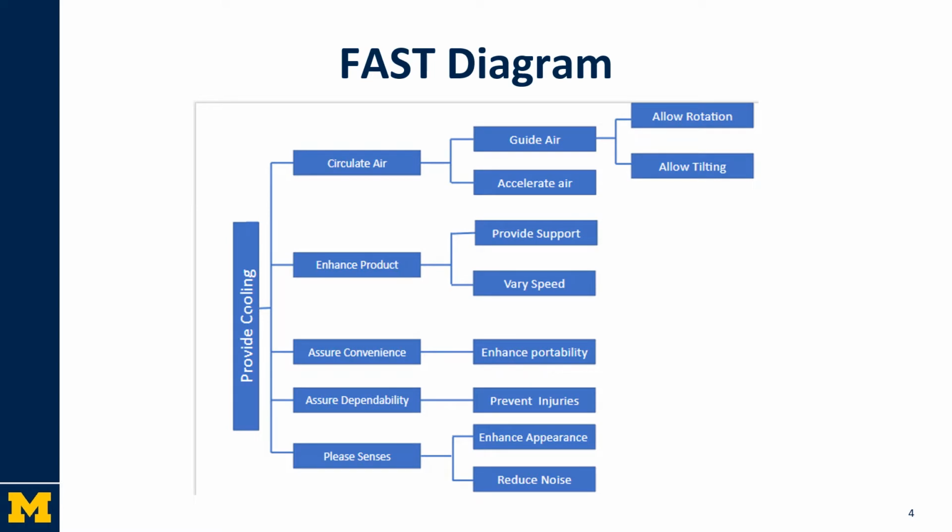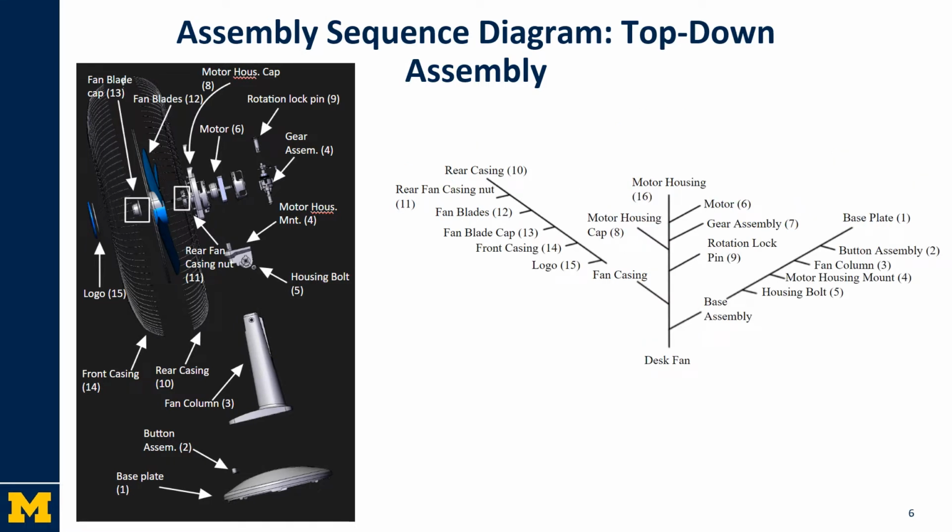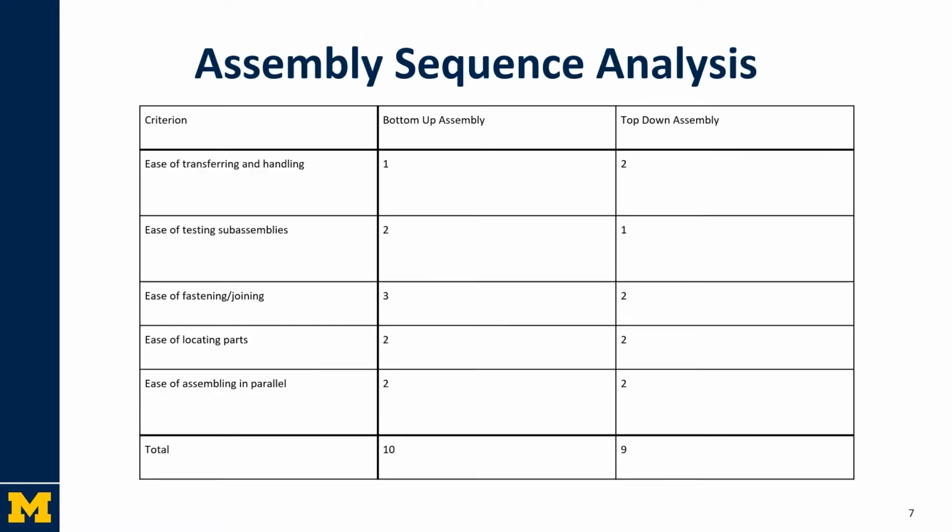Here is an overview of our FAST diagram and all the functives we needed. Here is our bottom-up assembly sequence diagram, where you can see we start with base plate, have fan casing and motor housing as sub-assemblies. Here's our top-down assembly where we start with motor housing and have fan casing and base assembly as sub-assemblies. Our assembly sequence analysis diagram was used to determine that bottom-up assembly is the one that we will continue with for the rest of the presentation.